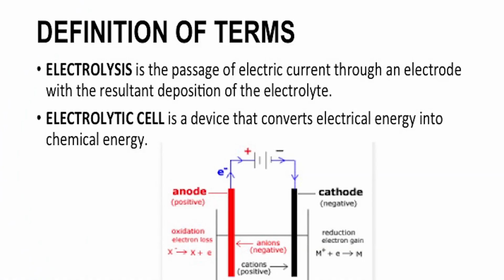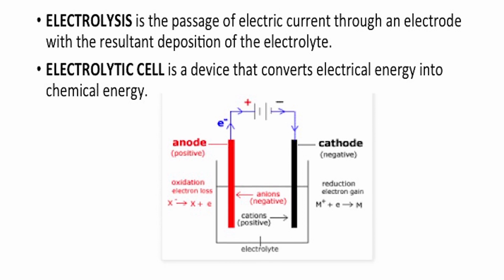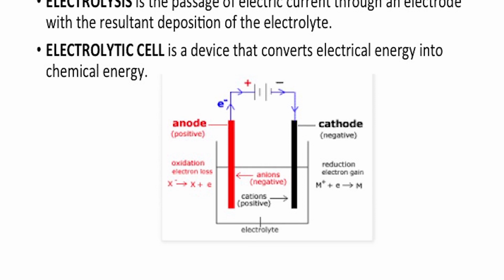Electrolysis is the passage of electric current through an electrolyte with the resultant decomposition of the electrolyte. There are two types of cells. There is the electrolytic cell and the electrochemical cell. The electrolytic cell is a device that converts electric energy into chemical energy.